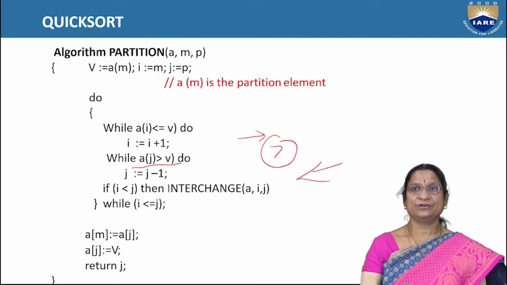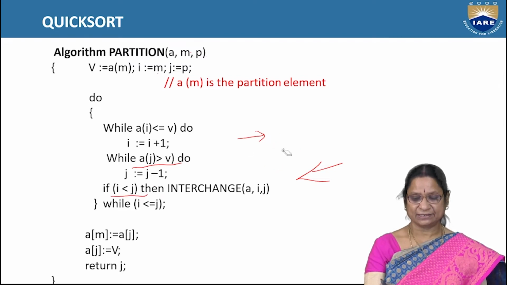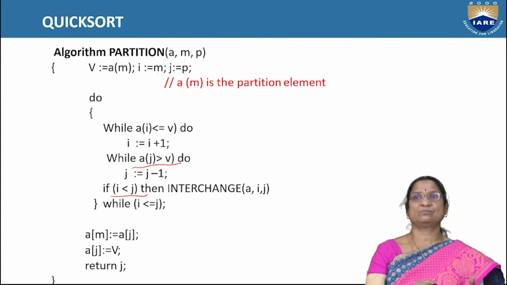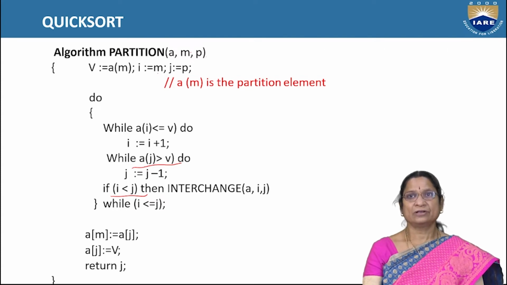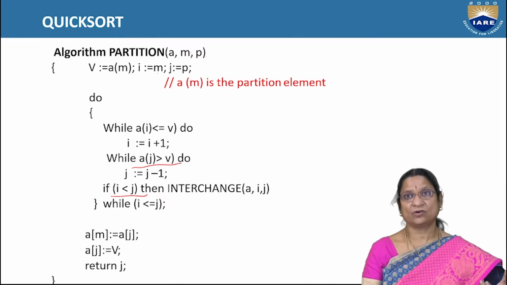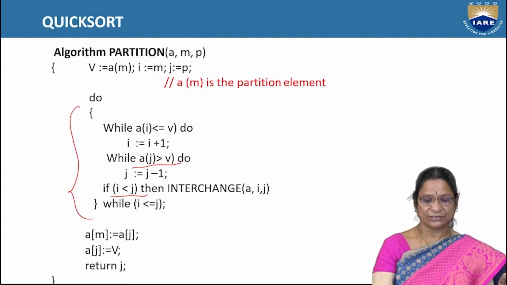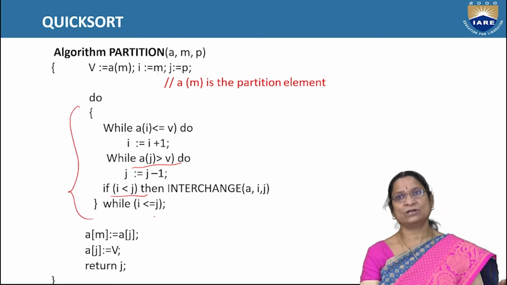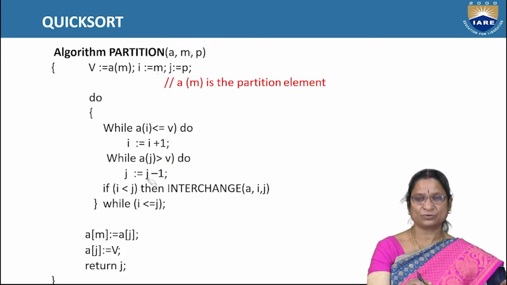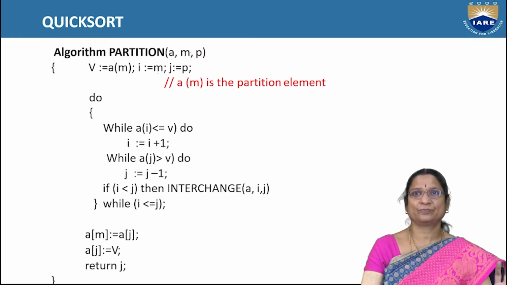Then we are going to interchange. If I is less than J, then interchange occurs. Interchange means this greater value is moved there and the lesser value is moved here. If I is not less than J, there is no need to interchange. This entire process continues as long as I is less than or equal to J, that is, until the list gets exhausted. Once the list is exhausted, we come out of it.